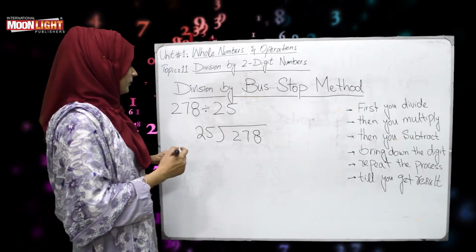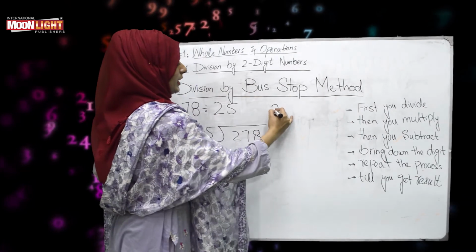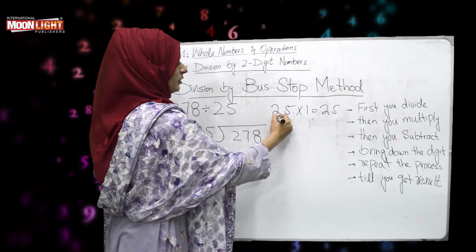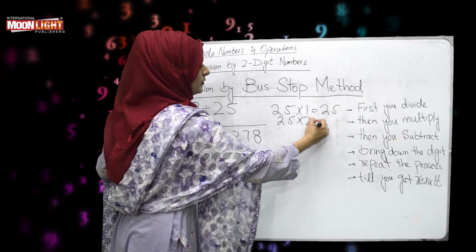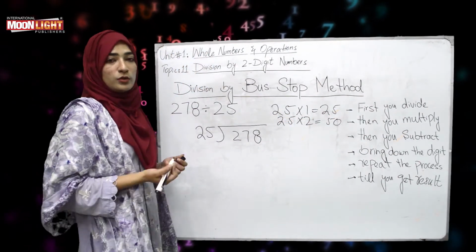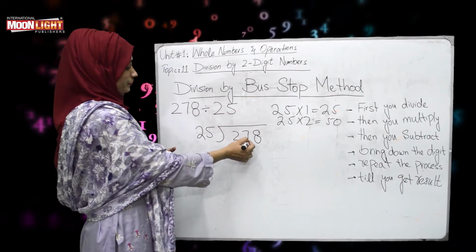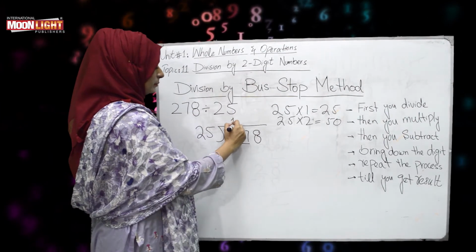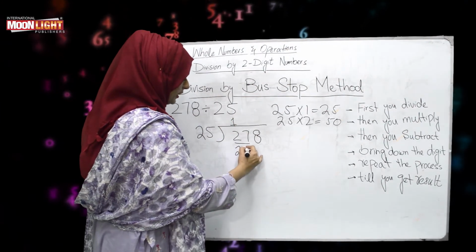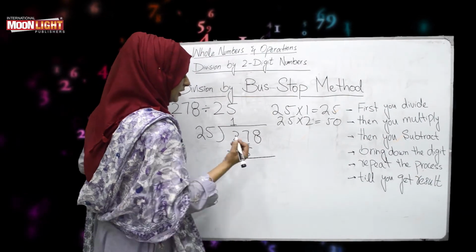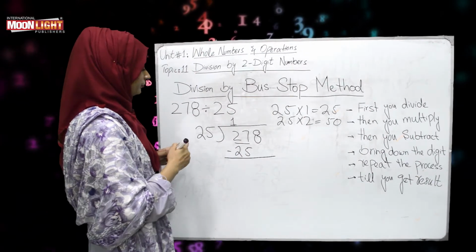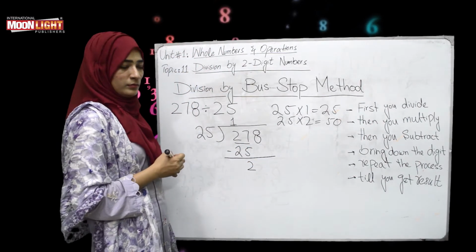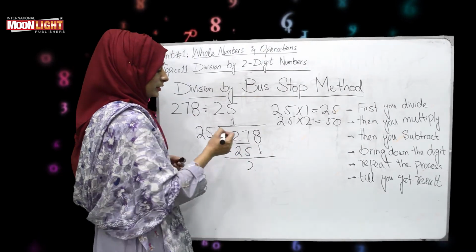Read out the table. 25. 25 one time is equal to 25. 25 2 times will give us 50, that is obviously greater than this number. So we need to write 25 one time is equal to 25. We are going to subtract it and we will get 2. Bring down this number as it is.